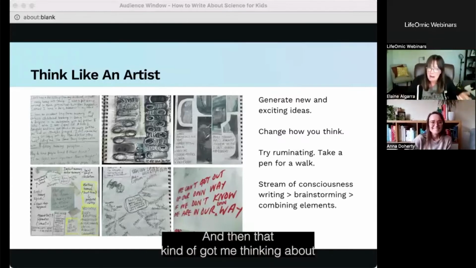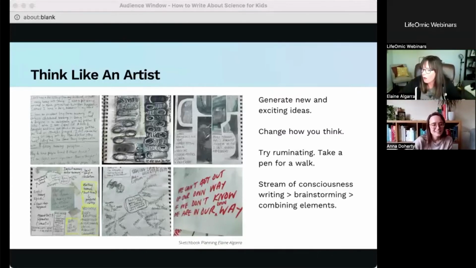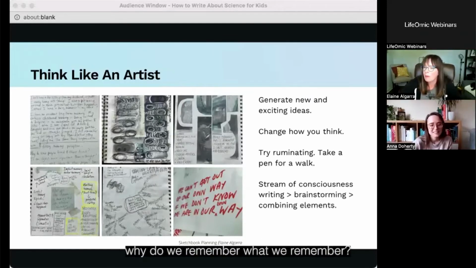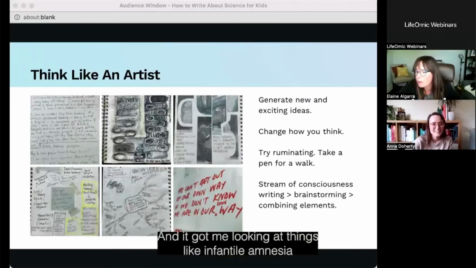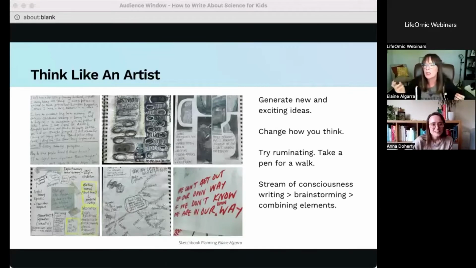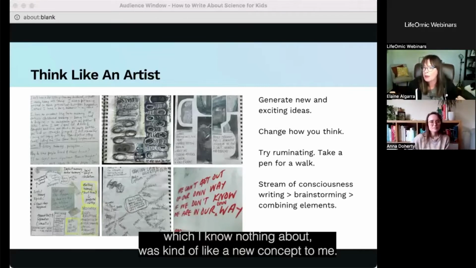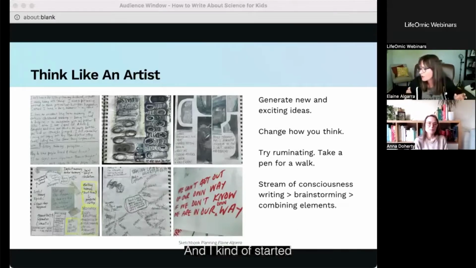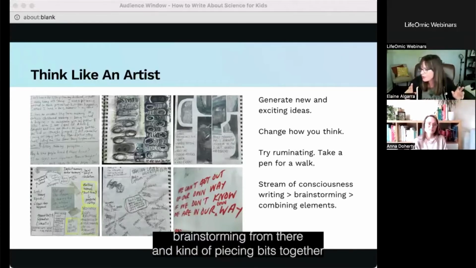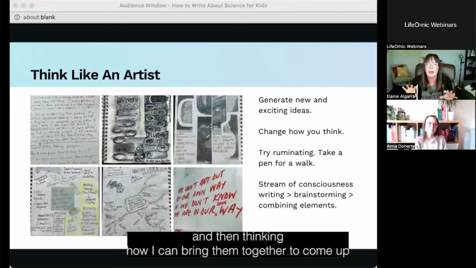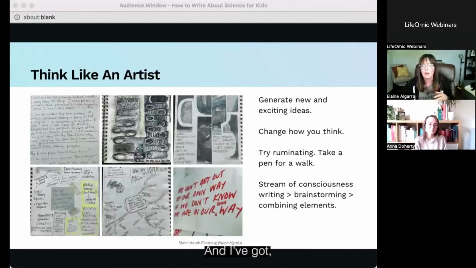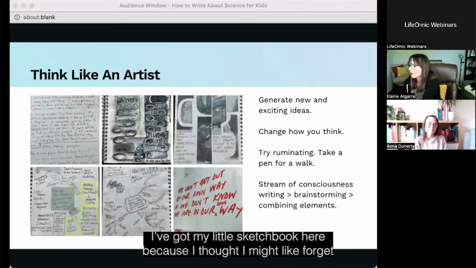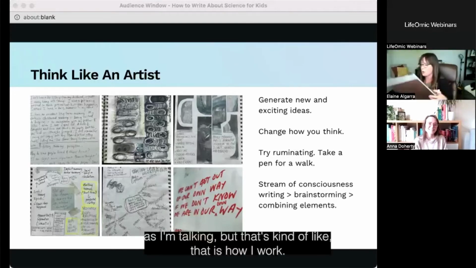And then that got me thinking about why we remember what we remember. It got me looking up things like infantile amnesia, which was a new concept to me. I started brainstorming from there and piecing bits together, and then thinking how I can bring them together to come up with some kind of artwork. I've got my little sketchbook here because I thought I might forget as I'm talking, but that is how I work.